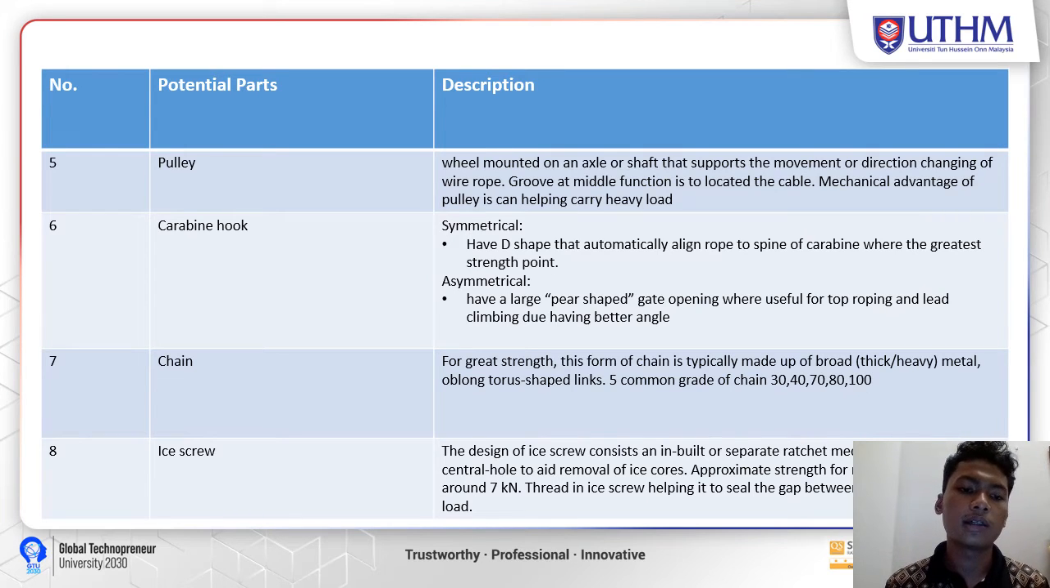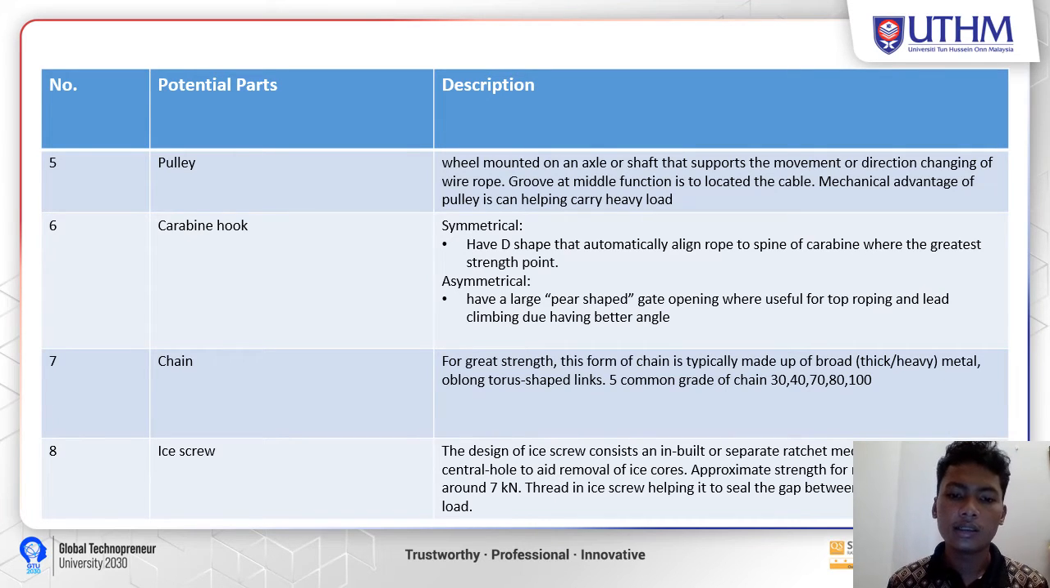Sixth is a carabiner hook. Carabiner hooks have two types, which are symmetrical and asymmetrical. Symmetrical has a D shape with the rope automatically aligned to the spine of the carabiner, where the greatest strength point lies. Asymmetrical has a larger pear shape with a bigger opening, useful for top dropping and leg climbing, having a better angle.